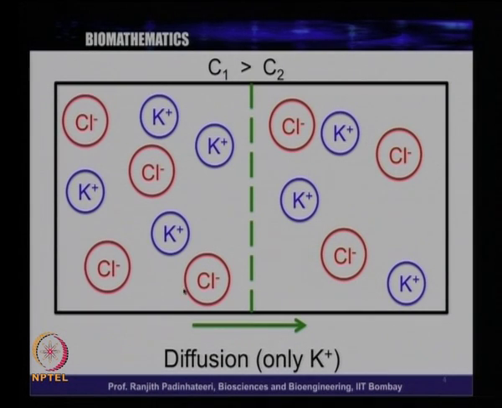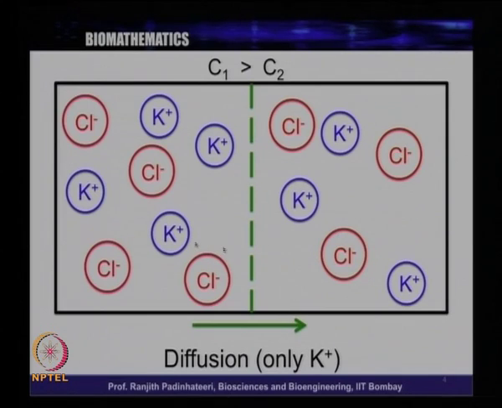So, the K plus will go from here to here. There will be a flow of K plus ions. Flow, as we said, is a vector. To say something about the flow, we will have to use some ideas about vectors, because flow of K plus ion in this direction is a vector. So, what does this mean, and how do we say this mathematically? How do we say that there is a flow from here to here?